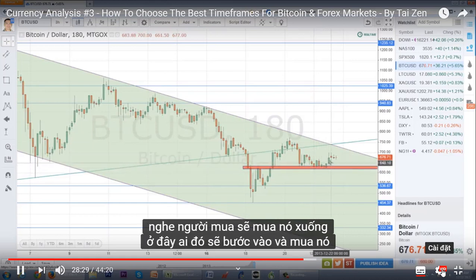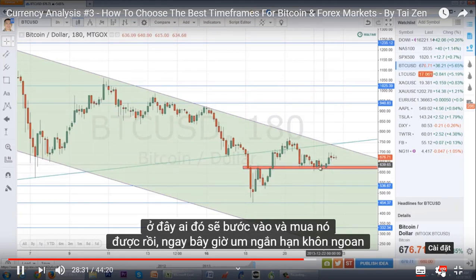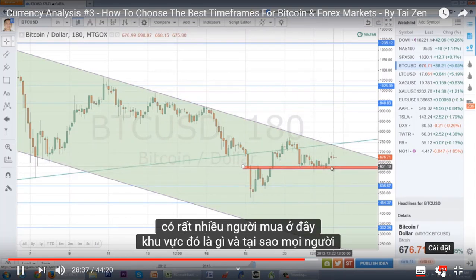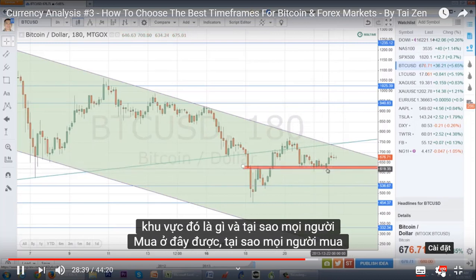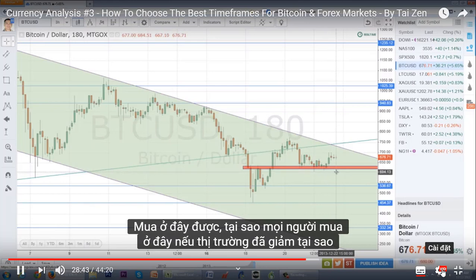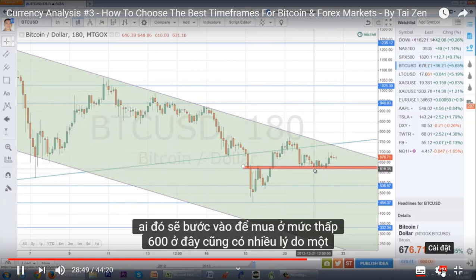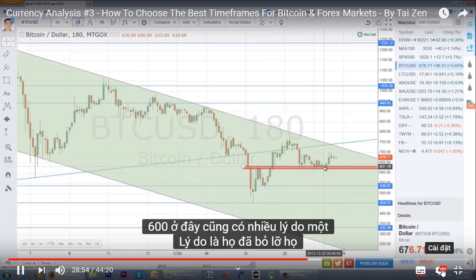Down here, somebody would step in and buy it, okay? So right now, short-term wise, there are a lot of buyers in this area. Why are people buying here? If the market has been falling, why would someone step in to buy at the low 600s here? Well, there are many reasons. One reason is that they missed it.